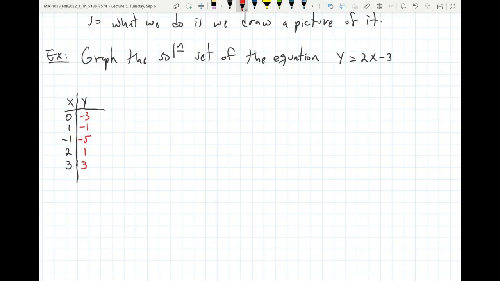Are there any questions on how we obtained these values? So for example, here we found 5 solutions of that equation, okay? These are the points (0, -3), (1, -1), and so on, okay? All right, so let's plot this. Let's see what we get.